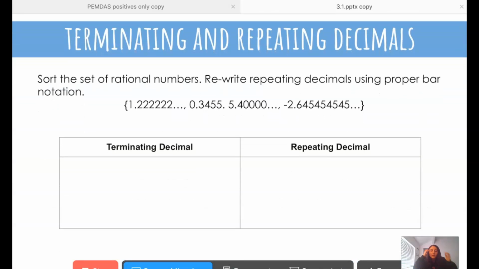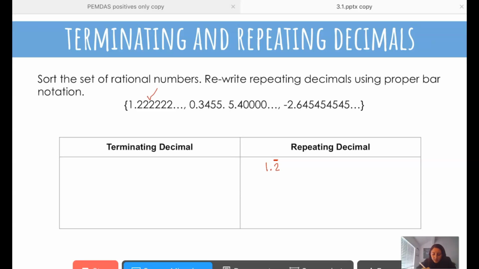All right, so now that we know what terminating and repeating decimals are, we're going to quickly try and sort a set of them. So here's our set. We have 1.22222. That is a repeating decimal, so I'm going to write that over here in my repeating decimals, and I'm going to use my bar notation to rewrite it. So that was this one.